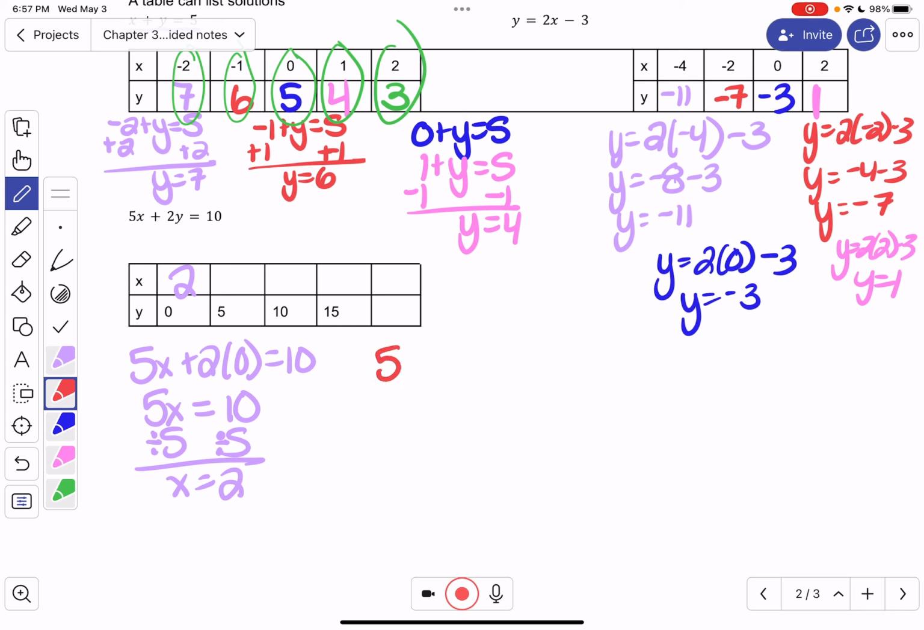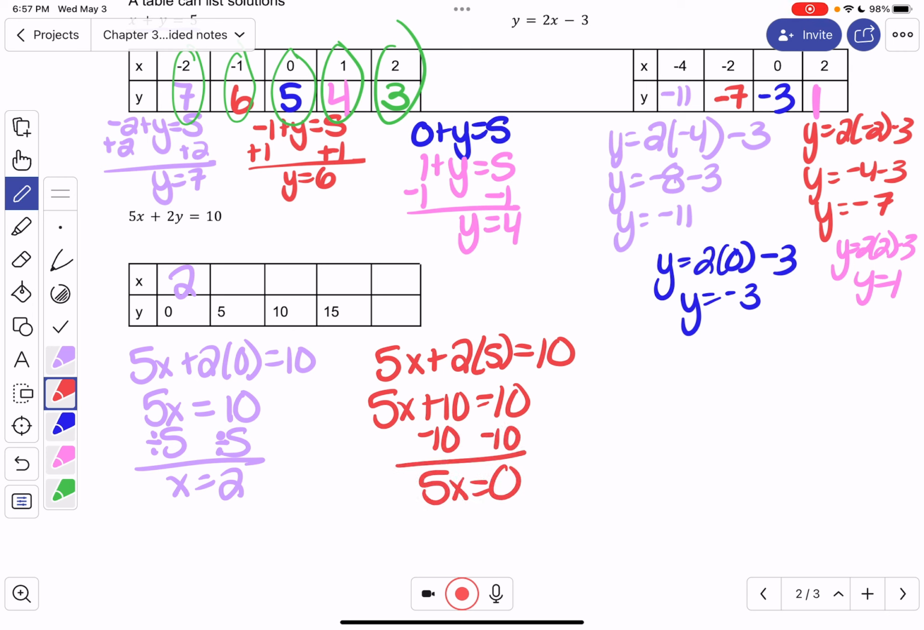Now we're going to do the same thing, but for the 5. So 5x plus 2 times 5 is 10. 2 times 5 is 10. I'm going to subtract 10 from both sides. 5x equals 0. Divide by 5. And 0 divided by anything is 0.